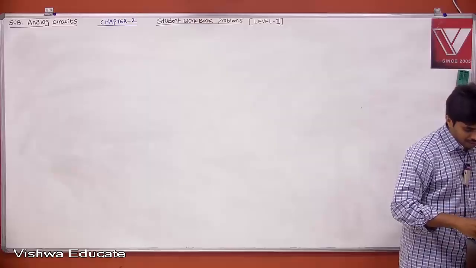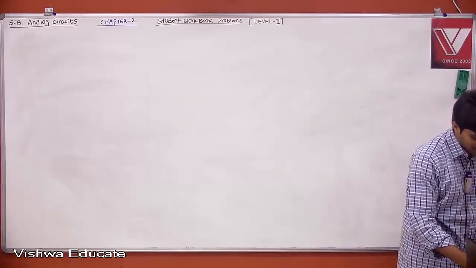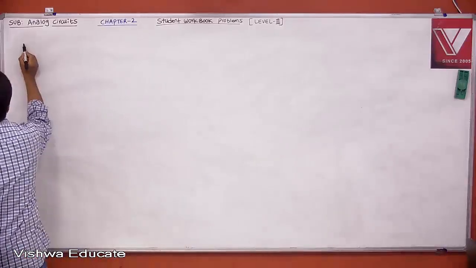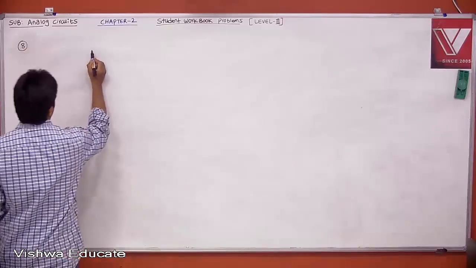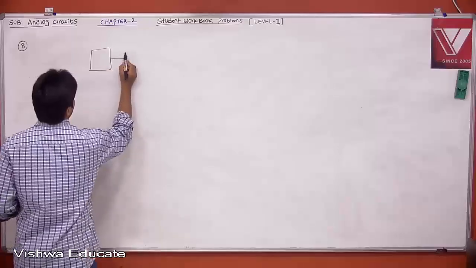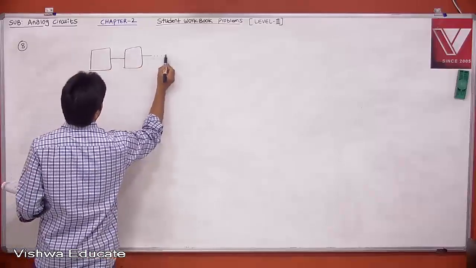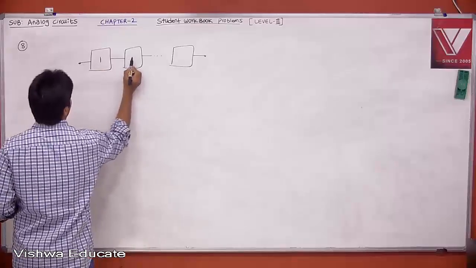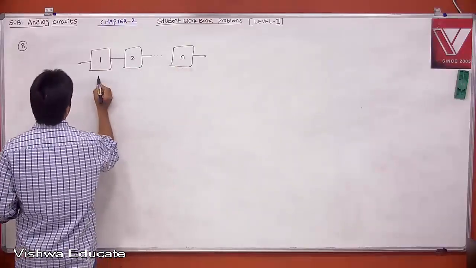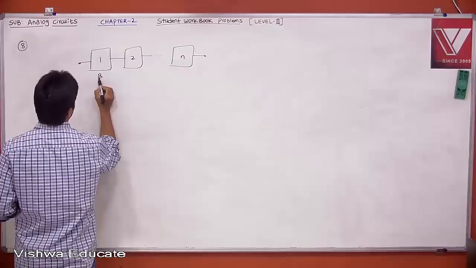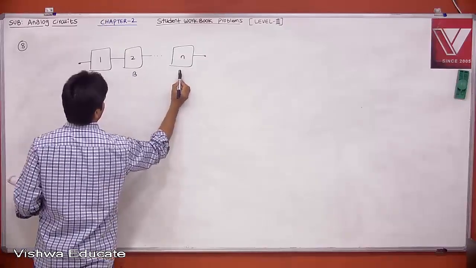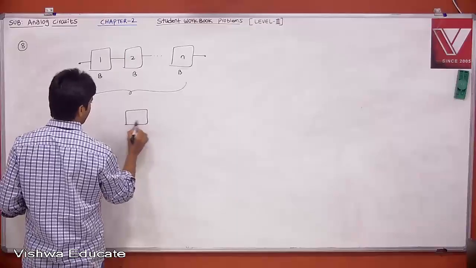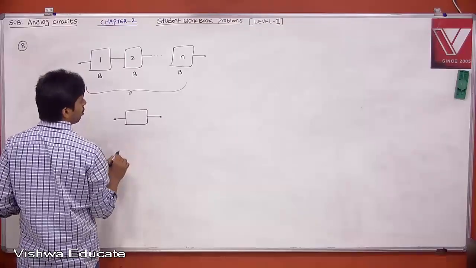The bandwidth of an n-stage tuned amplifier, with each stage having a bandwidth of B, is given by... So there are n stages: number 1, number 2, up to n, in a multi-stage amplifier. Each has a bandwidth of B. Then what is the overall bandwidth for n stages?